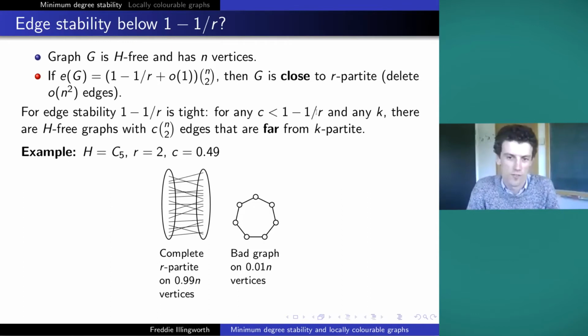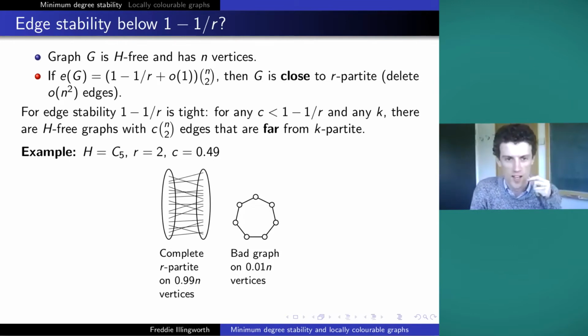If we wanted to make it far from r-partite, rather than using a 7-cycle, we'd use some other bad graph and blow it up, which is kind of a shame. But it feels like a silly reason for not being close to r-partite. We've managed to squirrel away this high chromatic number on some tiny proportion of vertices. How do we stop that happening?